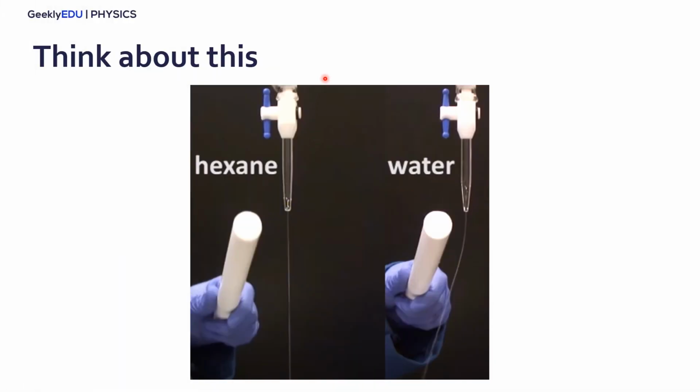Now I want you to think about this example here and then write your answer in the comment section. So we have two liquids, hexane and water, and an electrified rod. If we put the electrified rod near the hexane, nothing happens. However, when you do the same for the water, we can see that the water gets attracted by the electrified rod. Can you explain what's happening here? It's your turn.